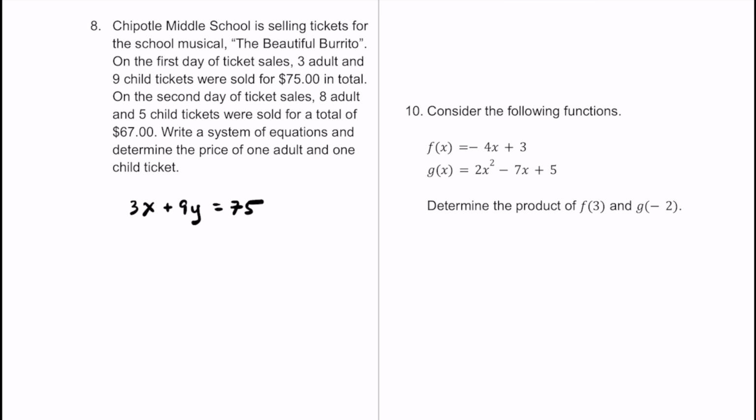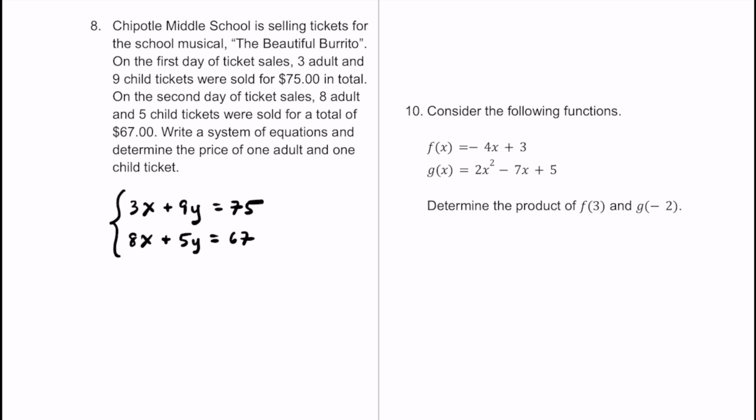Okay. On the second day of ticket sales, it looks like 8 adult tickets, so that's going to be 8x, because again, x is a number of adult tickets, and then 5 child tickets, so it's going to be 5y, 5 of those, and that totaled $67. Okay, it says write a system of equations, so I just went ahead and did that already. That's our system, and then we're going to go ahead and see if we can find the price of 1 adult and 1 child ticket.